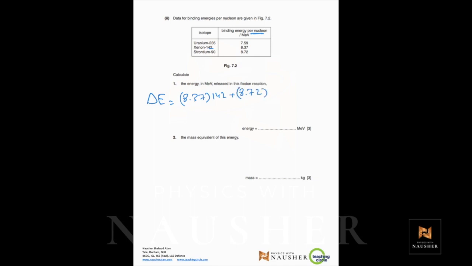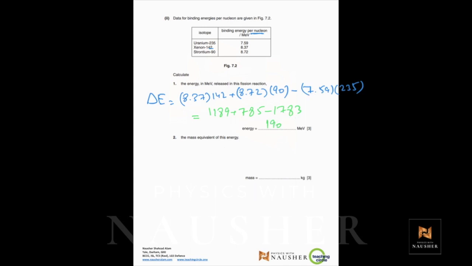It's binding energy per nucleon. And how many nucleons of strontium do you have? 90 nucleons. By nucleon, you mean the protons and the neutrons. So you've got these many protons and neutrons in strontium, these many protons and neutrons in xenon, and add them and subtract it from uranium 235's energy, which is going to be 7.59 into 235. So you get 1189 plus 785 from here, minus 1783 from here, and subtract them, and you get 190 mega electron volts.